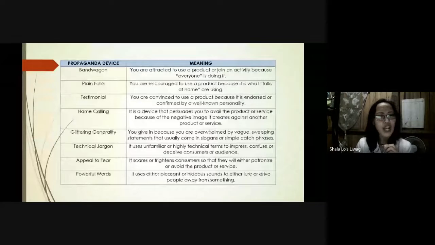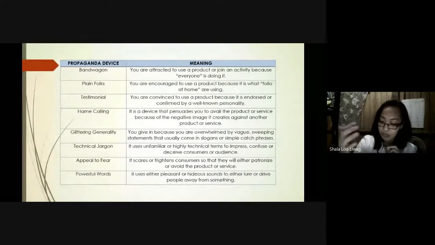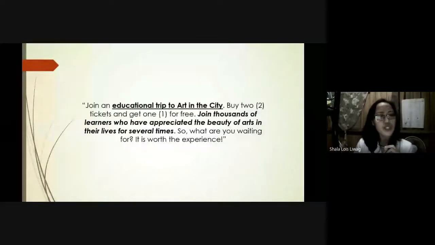You are attracted to use a product or join an activity because everyone is doing it. This device encourages an individual to do the same activity as experienced by a number of people. An example of this is: join an educational trip to art in the city. Buy 2 tickets and get 1 for free. Join thousands of learners who have appreciated the beauty of art in their lives for several times.